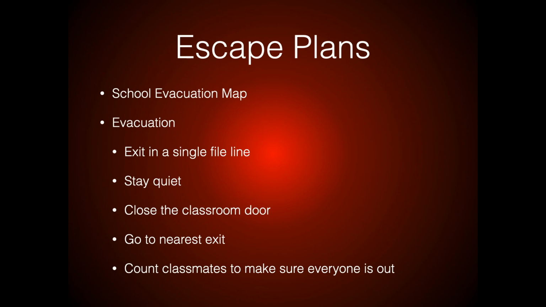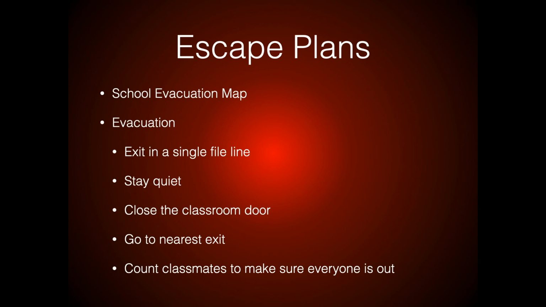Whenever you have a fire drill or a real fire alarm, you always evacuate the building quickly, exiting in a single file line, staying quiet, and going to the nearest exit. The last person in line always closes the classroom door, and once outside, your teacher will count all your classmates to make sure everyone made it out safely.